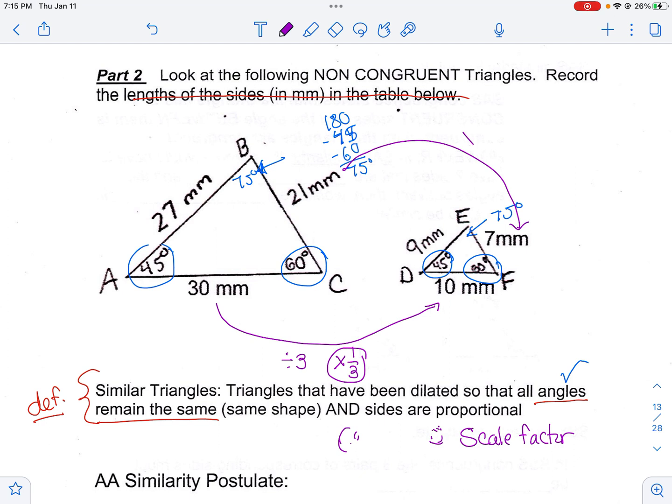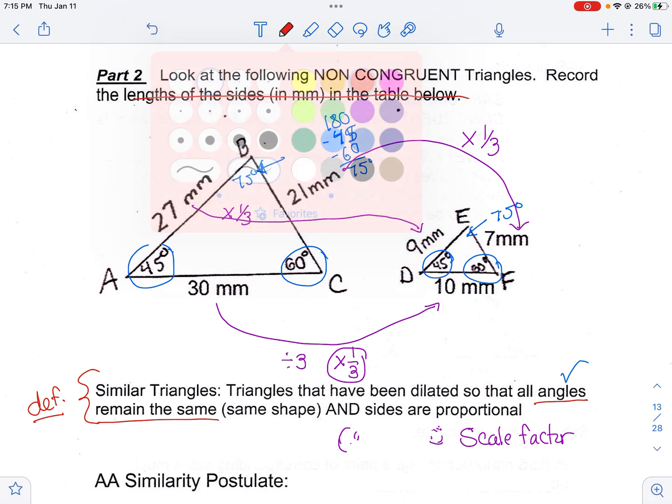So 21 to 7. If we multiply by 1/3, we get 7. Okay, 27 to 9. Again, if we multiply 27 times 1/3, we get 9. So this is evidence that these two triangles are in fact similar to each other. And remember that for similar, we use the symbol, the one little tilde, to show that these are similar.